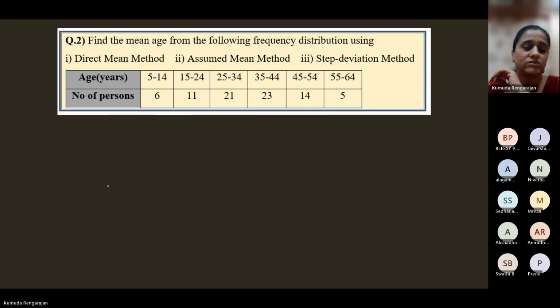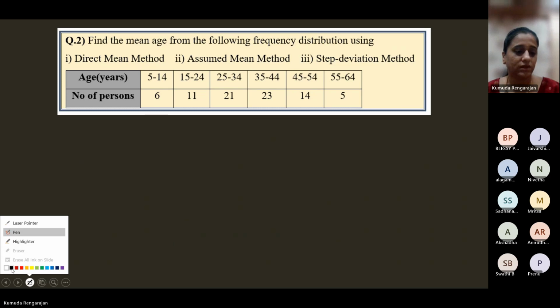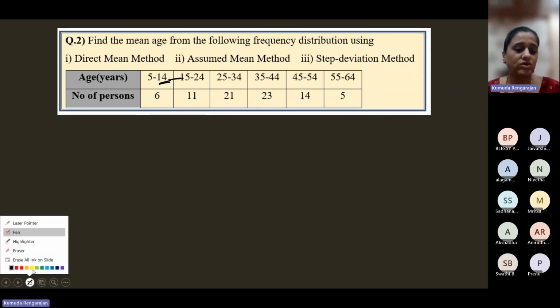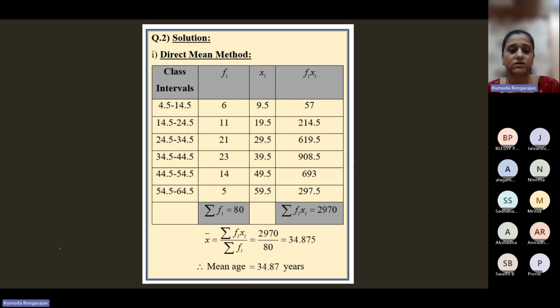So now see here. The upper limit 14 belongs to the same class interval 5 to 14. It's included in the same class interval, inclusive form. And the class intervals are, you can see, not continuous. Because after 5 to 14, we have 15 to 24. There's a gap between 14 and 15. So it's not continuous.